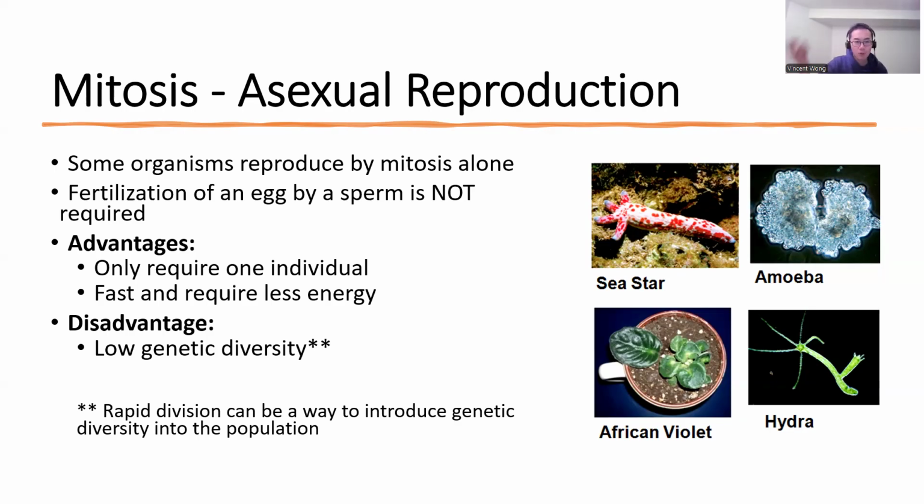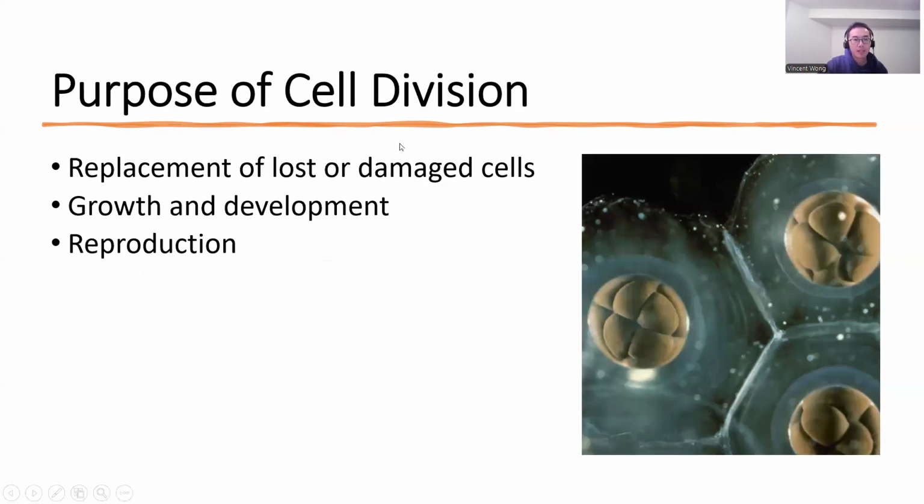I'm going to explain more when we get to the right place. But for now, just understand the purpose of cell division: replace lost or damaged cells. If you cut your finger, you need new cells, so you're going to do mitosis. Also growth and development, and for some organisms, reproduction.